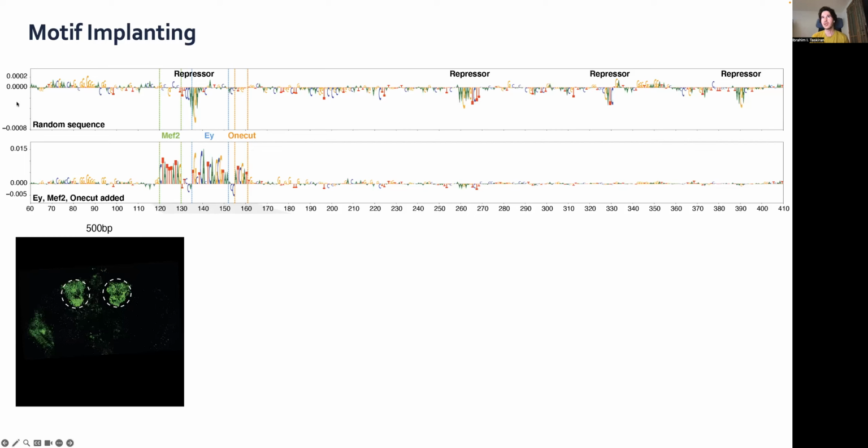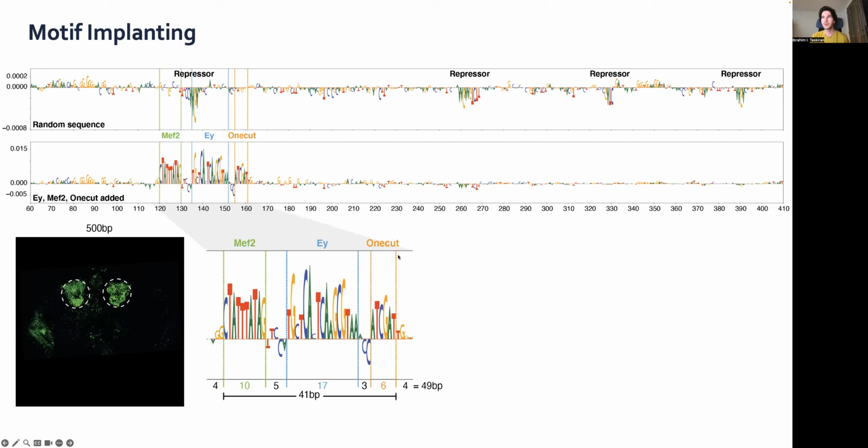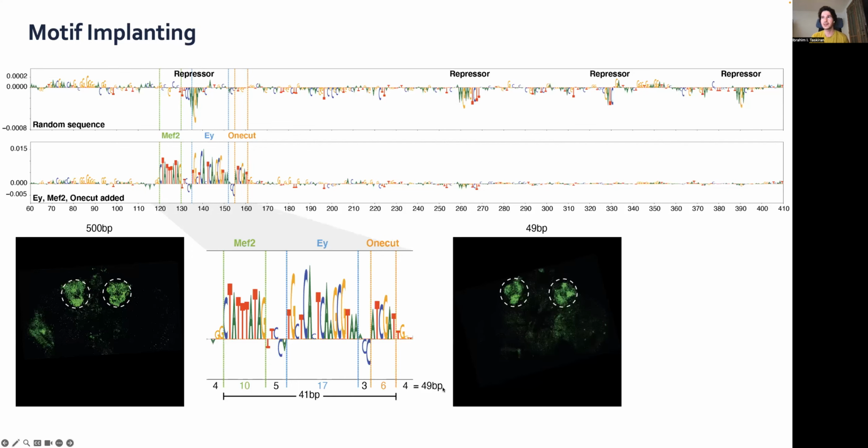But the only thing that we changed on the random sequence was just adding these 3 binding sites. Then we thought, okay, this is the main driver of the enhancer expression. So we just cut this part, this 49 base pair, and then we tested it. And again, it was very clear cancer cell expression. So we were able to create minimal enhancers that are as functional as their longer version. And this time it's just 49 base pair.